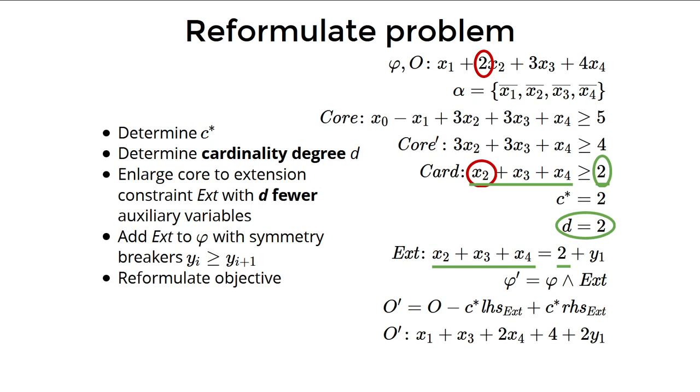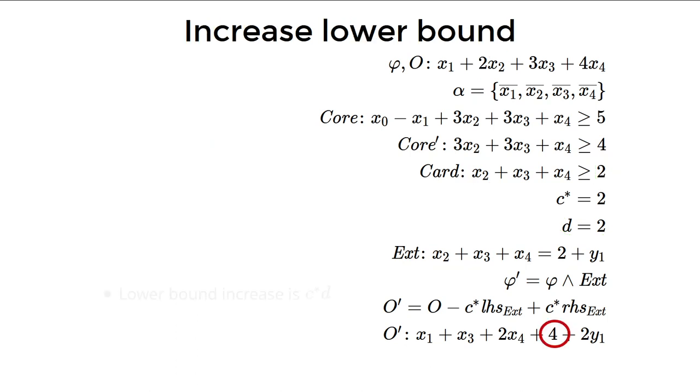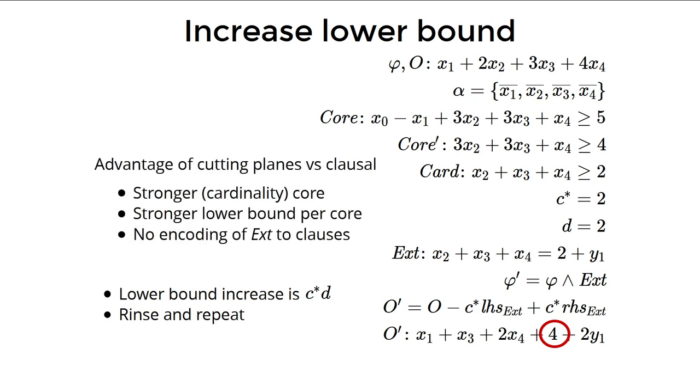Note that contrary to the clausal core case, the lower bound increase is not just c star, but the multiple of c star and the cardinality degree, for a total value of 4 in the example. After noting this lower bound increase, the core-guided loop continues as before. To summarize, the advantage of core-guided search in a cutting plane context versus clausal core-guided search is threefold. First, the core itself can be stronger, leading to, second, a stronger lower bound per core.